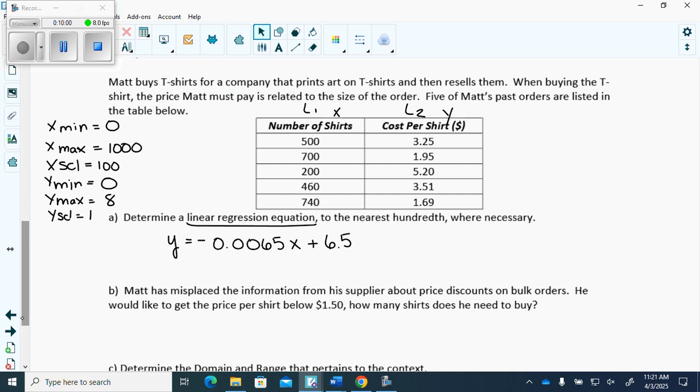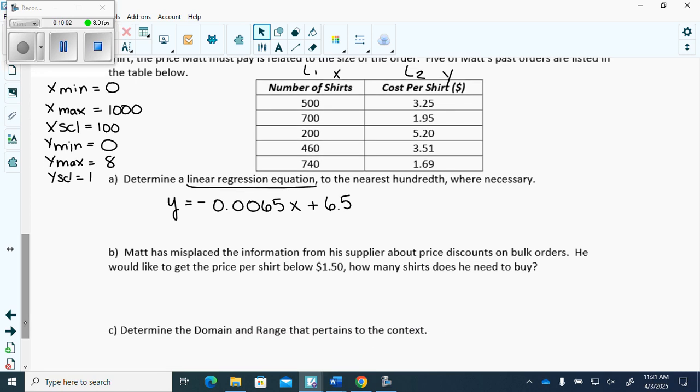Okay? Now here it says Matt has misplaced the information from his supplier about price discounts on bulk orders. He would like to get the price below $1.50. Now a lot of you guys will put $1.49 then. No. He just wants the price below $1.50. So you put in $1.50 and then you're going to have to probably buy one more shirt to get it to be below $1.50, right? Like that's what you do. You don't put in $1.49.